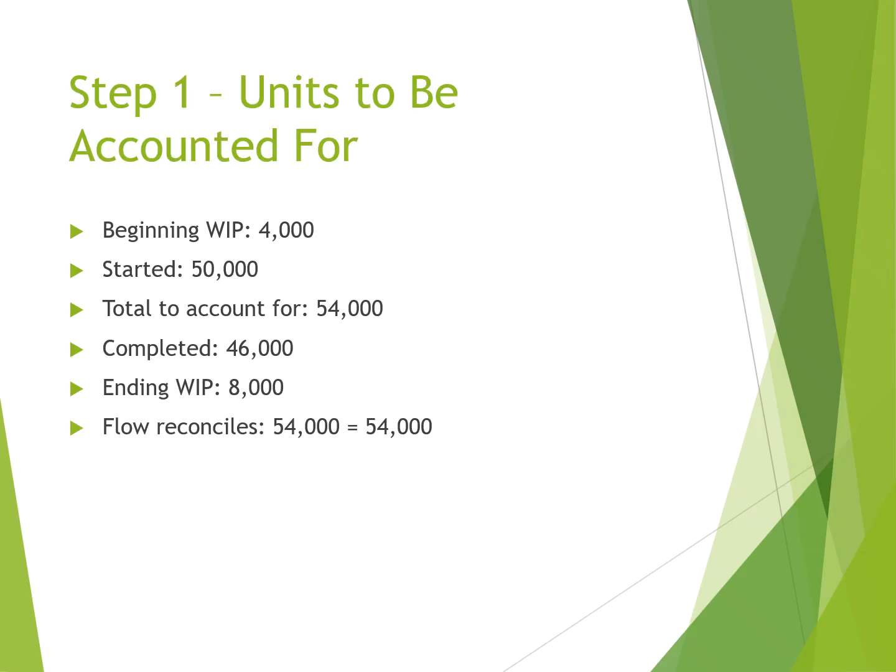Step 1 is about making sure the numbers of units make sense. We start with 4,000 units and started 50,000. So we have 54,000 units that must be accounted for. What happened to them? We completed 46,000 and we still have 8,000 in process. That also adds up to 54,000. Perfect. The flow reconciles. That step is like balancing the checkbook before doing any math.